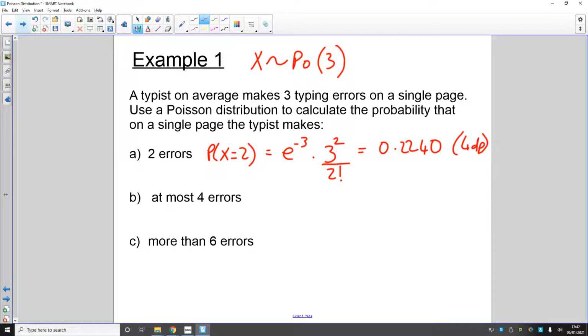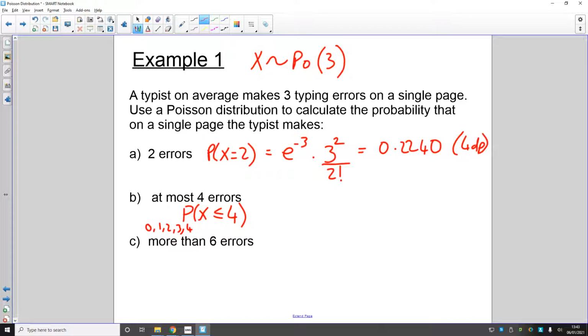So let's have a look at the next part of this question. Part B is asking us for at most 4 errors. That's up to and including 4 errors. So for part B, we need to work out the probability that x is less than or equal to 4. It could be 0, 1, 2, 3, or 4 errors. So that in itself means that we would potentially have to work out 5 separate probabilities and put them together.